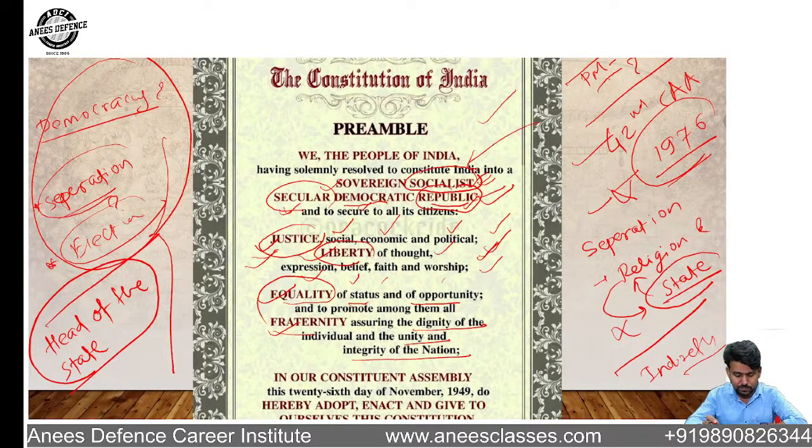Okay. By the way, before I move on, I need to tell you one thing, that the words socialist and secular, and integrity, where we have the word integrity here. These are the three words which were added in the constitution later on in 1976. So these are not words which were there in the constitution from the very beginning, right?